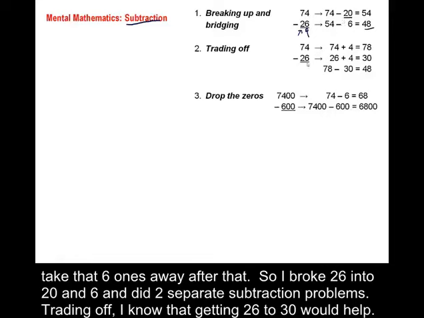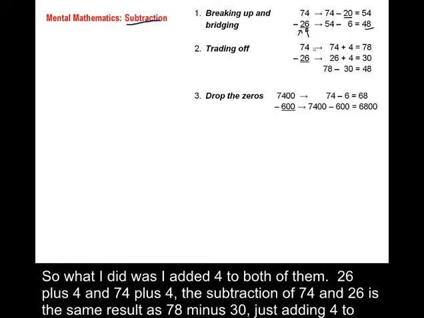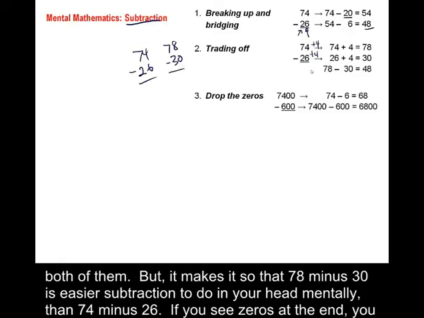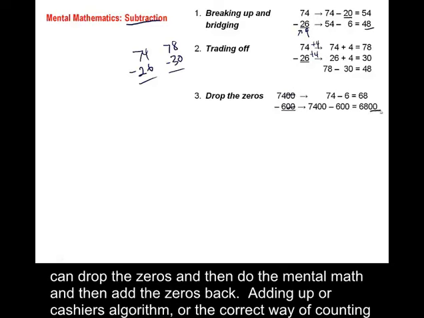Trading off, I know that getting 26 to 30 would help. So what I did is I added 4 to both of them: 26 plus 4 and 74 plus 4. The subtraction of 74 minus 26 is the same result as 78 minus 30, just adding 4 to both of them. But it makes it so that 78 minus 30 is an easier subtraction to do in your head than 74 minus 26. If you see zeros at the end, you can drop the zeros, then do the mental math, and then add the zeros back.